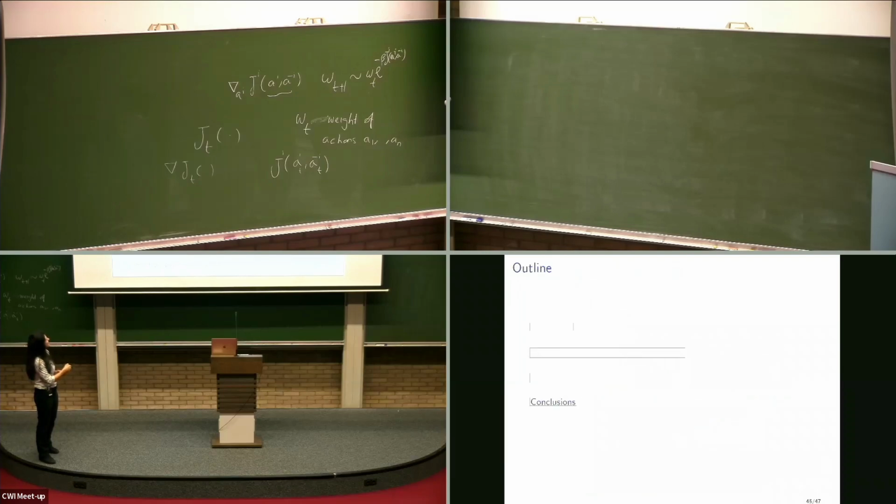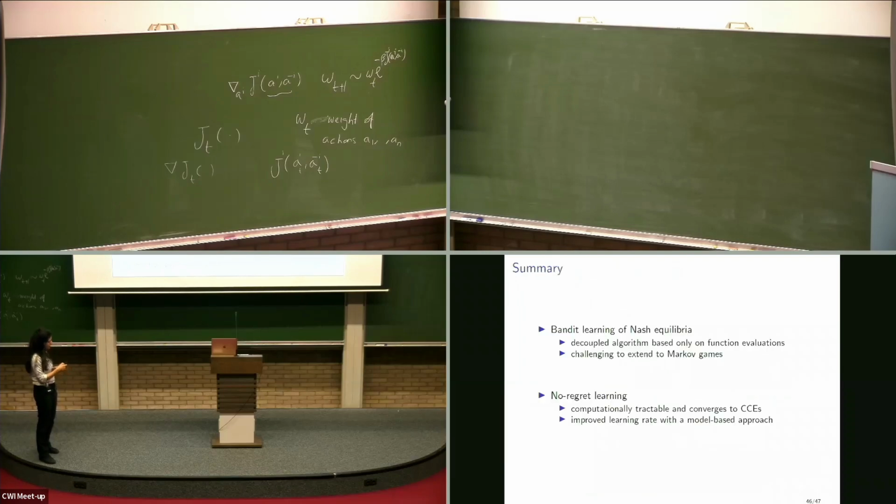Okay, I think that's the end of the talk. So in the static case, I talked about bandit learning of Nash equilibria, and we talked about coupled learning algorithms using players only using their own function evaluations. And in the Markov game setting, I motivated no-regret learning and presented some algorithms, some approaches to tractably learn coarse correlated equilibria. Are there any questions so far?